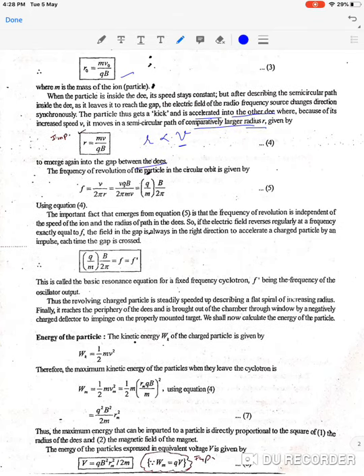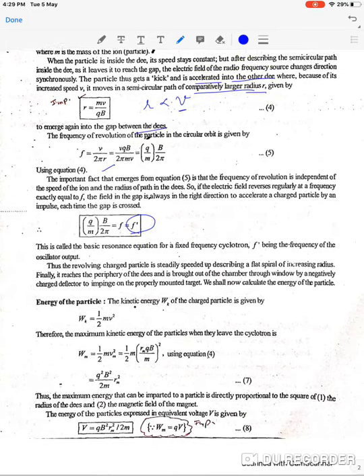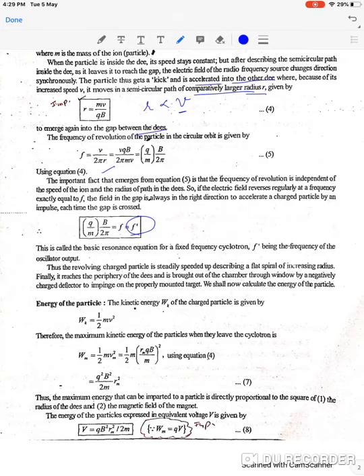ion and the radius of path in the D. So if the electric field reverses regularly at a frequency equal to this frequency, so we will apply the frequency of the electric field setup equal to this frequency. That's why the particle always gets accelerated again and again. Because this frequency is independent of velocity and radius, this frequency is a constant thing, and every time whenever the particle is about to leave the D, it will get accelerated.